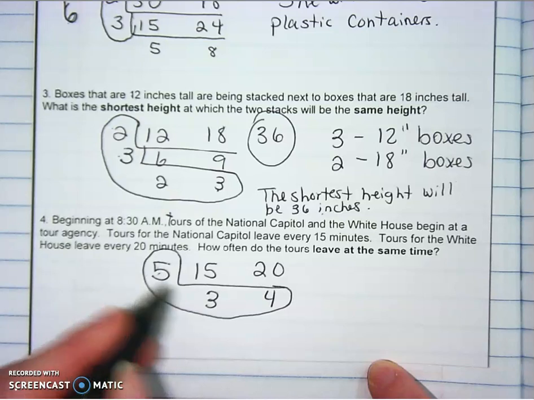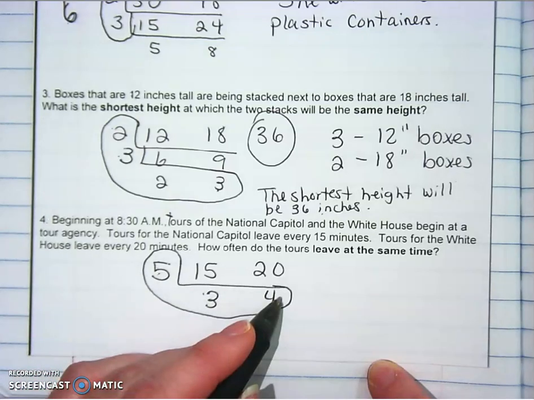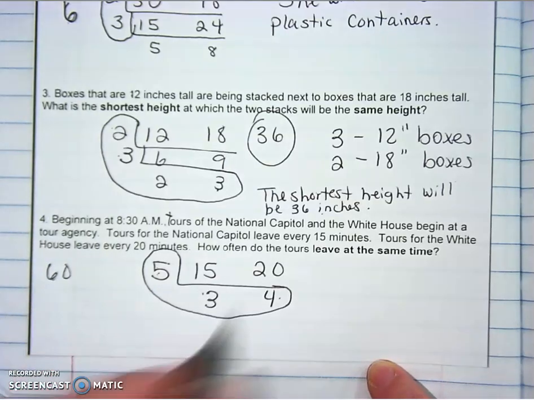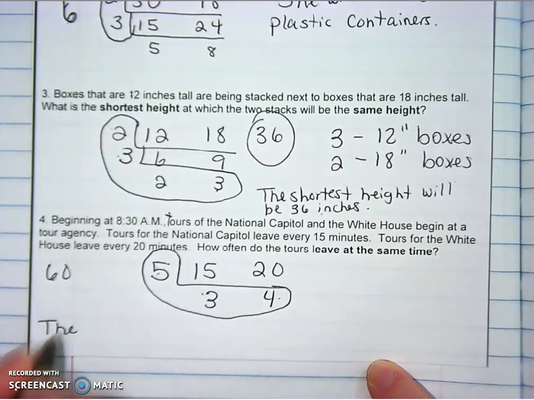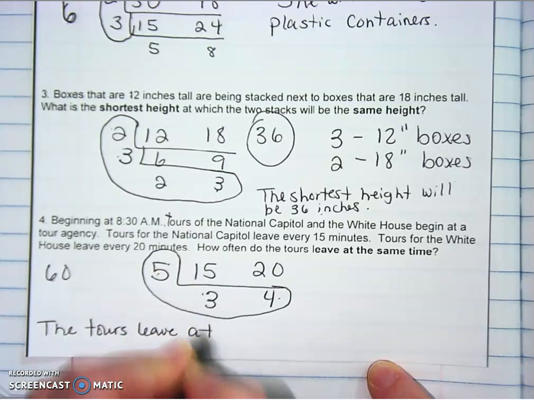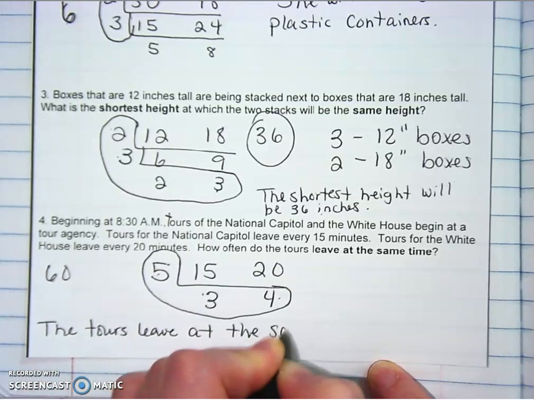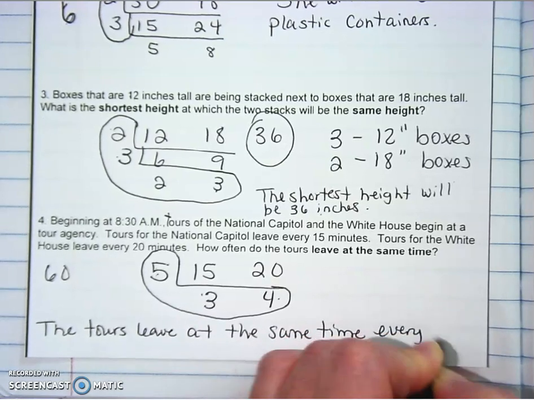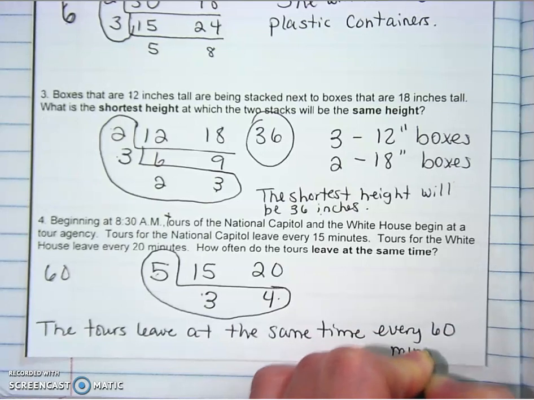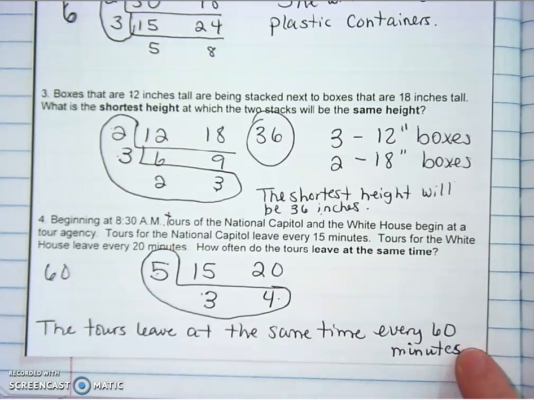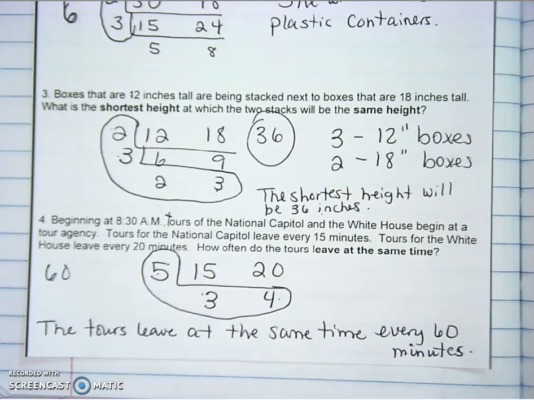Now we just multiply. 5 times 3 is 15. 15 times 4 is 60. So 60 minutes, that means that the tours leave at the same time every 60 minutes. Okay. Which means every hour. 60 minutes is 1 hour. So that is the answer for number 4, and that is the end of the lesson.